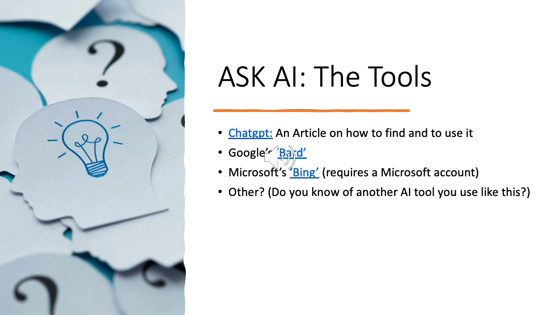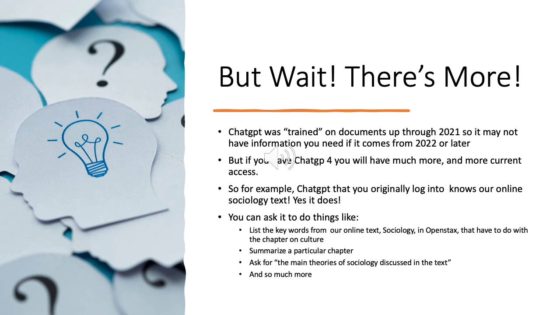Here are the 3 main tools that you may explore in completion of this weekly assignment. ChatGPT is the most common one that most people know about. Google now has Bard, and Microsoft now has Bing Chat, which requires a Microsoft account. If you know of others, please let everyone know. But wait, there's more. ChatGPT was trained on documents up through 2021, so it may not have the most current information you need if it comes from 2022 or later. But if you have ChatGPT 4, you will have much more and more current access.